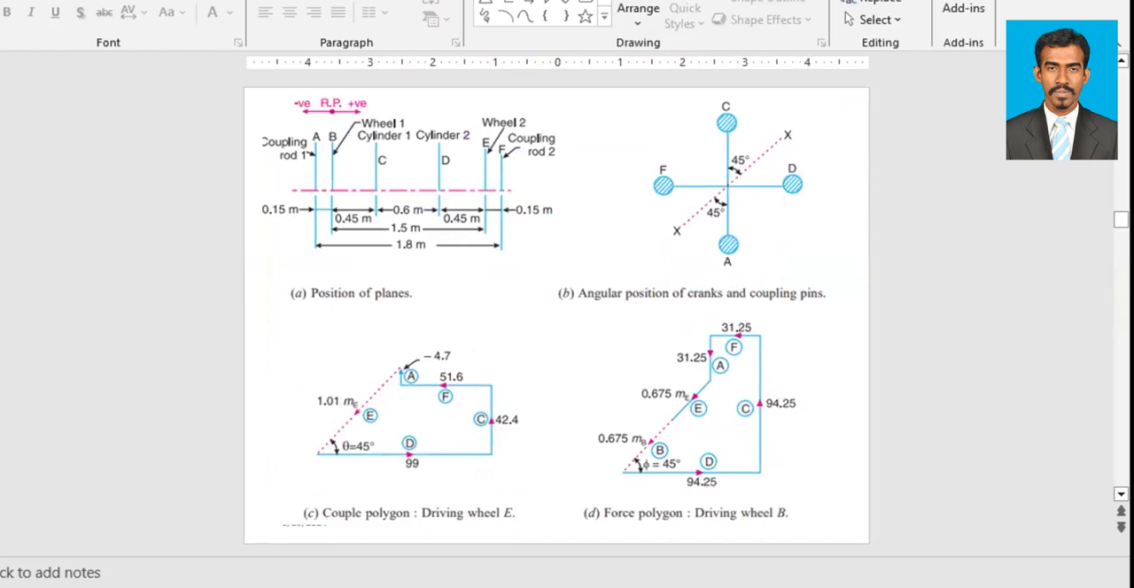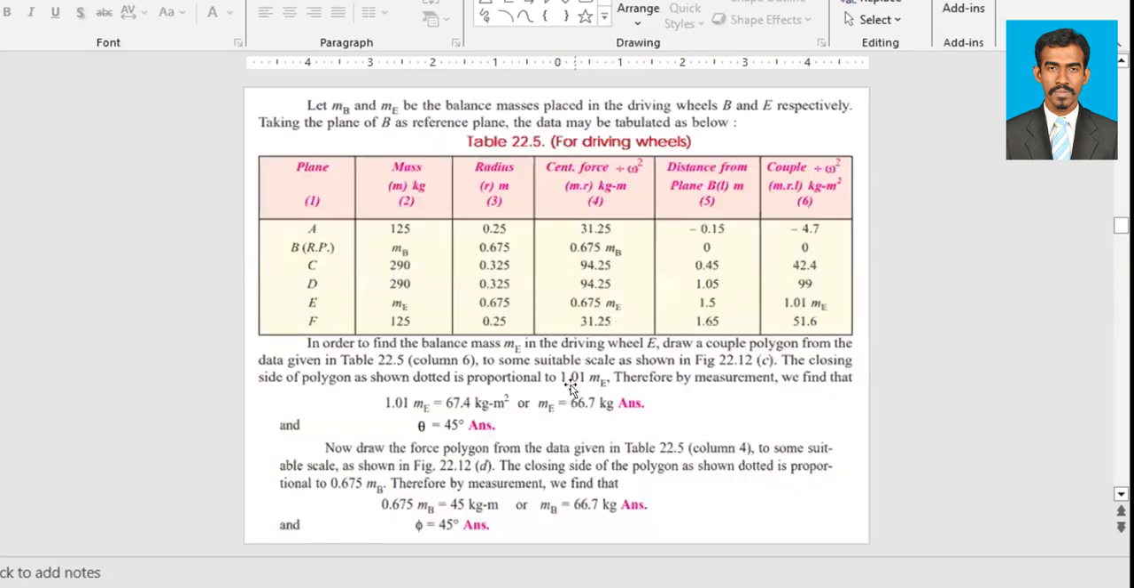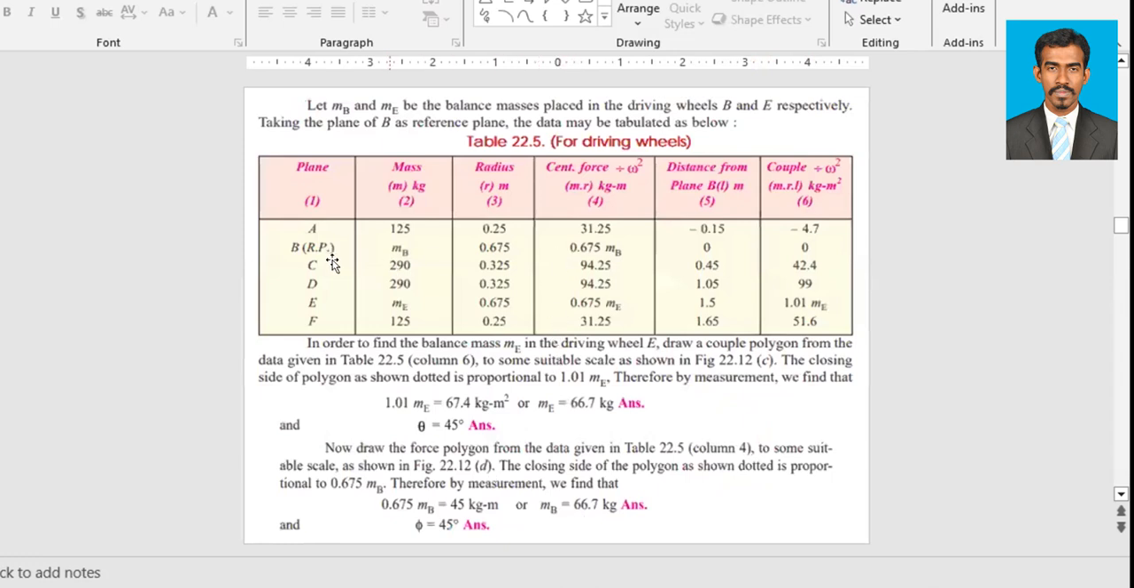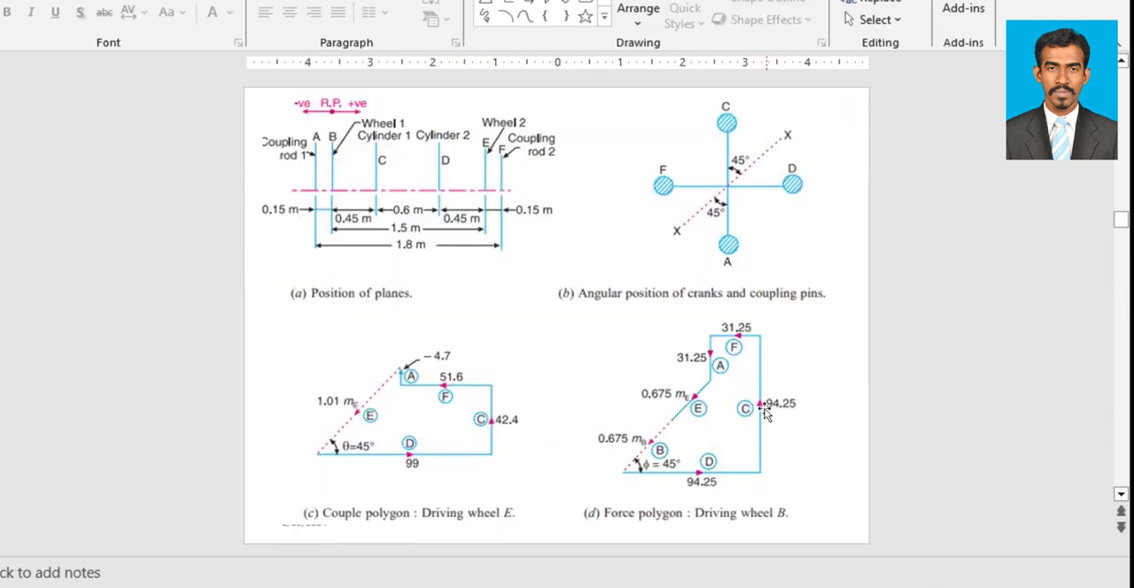O to D, right? How much is the value? D, that is according to force polygon, that is 94.25, right? So D is 94.25. Then we have C, right? That is upwards 94.25. So here it is 94.25 for C.